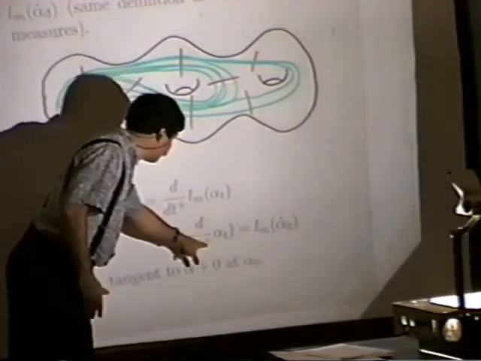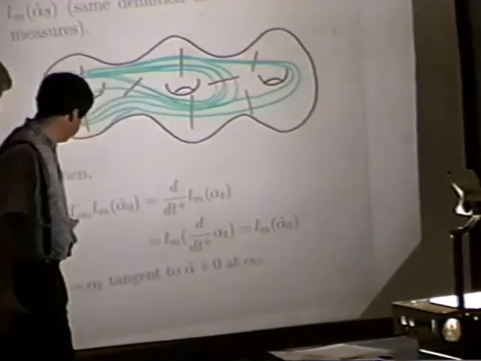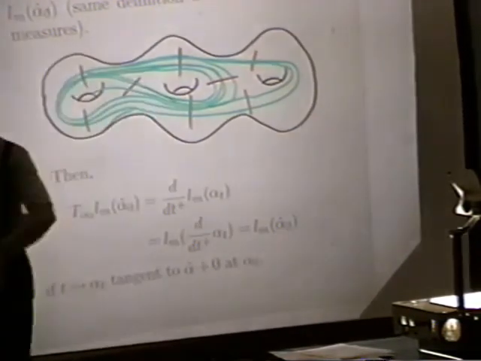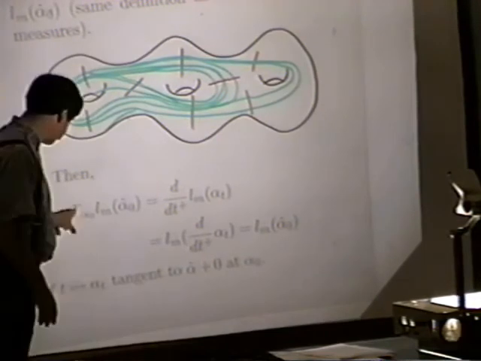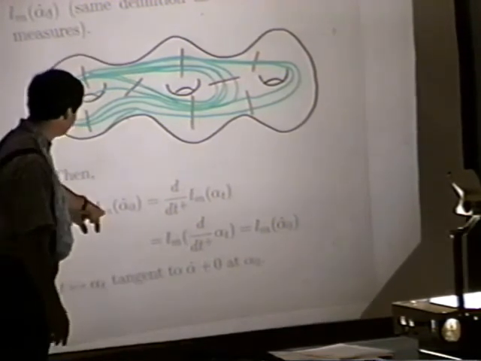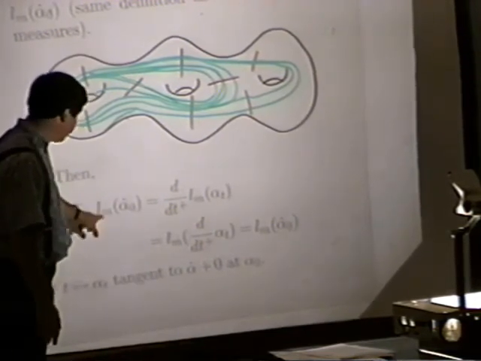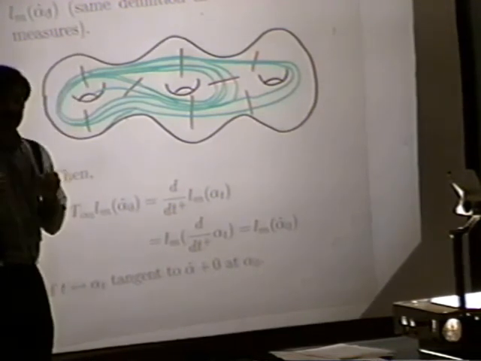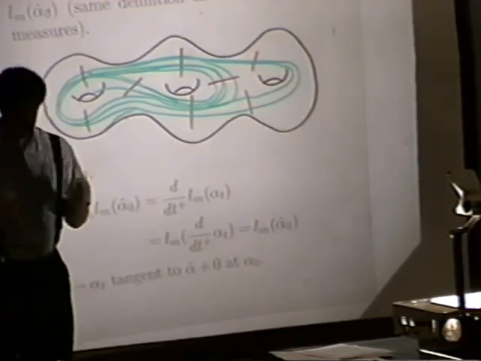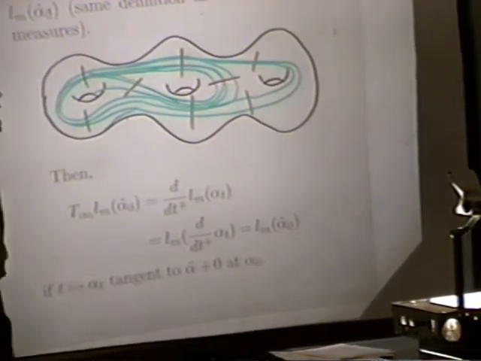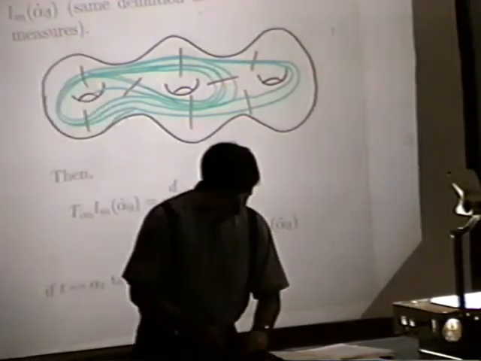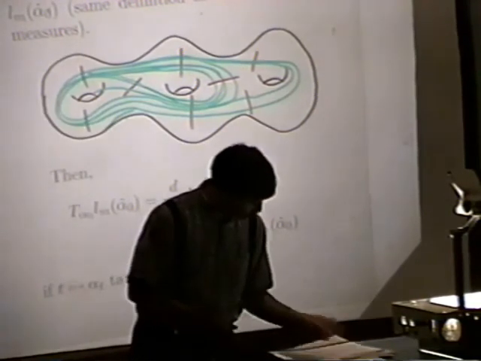Everything is so natural that when you take the limit on both sides, you get that, and it's linear and so on. So the derivative of this length function, which is just the length function defined on the space of geodesic laminations, is a transverse Hölder distribution. So it's very natural in this context.